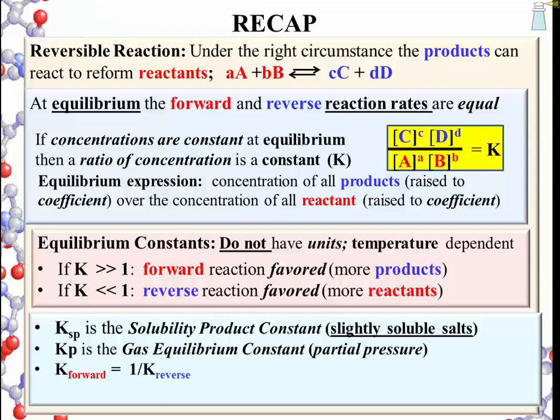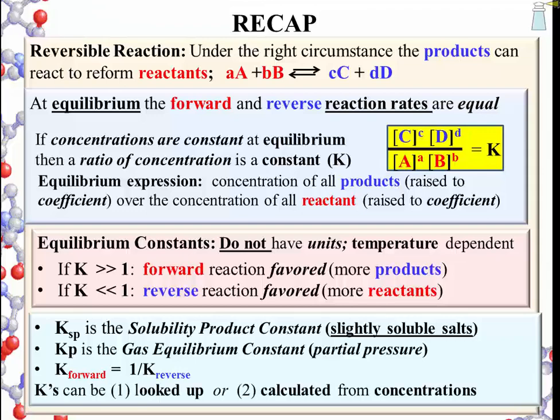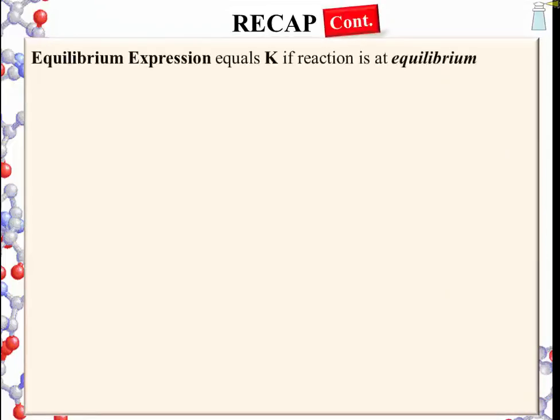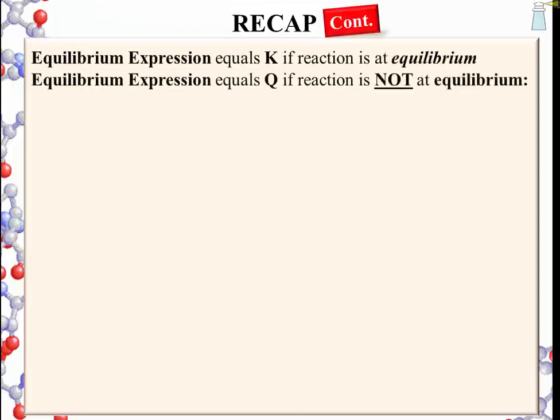An equilibrium constant can either be looked up or calculated from concentrations in the equilibrium expression. The equilibrium expression equals K if the reaction is at equilibrium, but not all reactions are at equilibrium. The equilibrium expression equals Q if a reaction is not at equilibrium. Q is the reaction quotient, and brings its own kind of information.